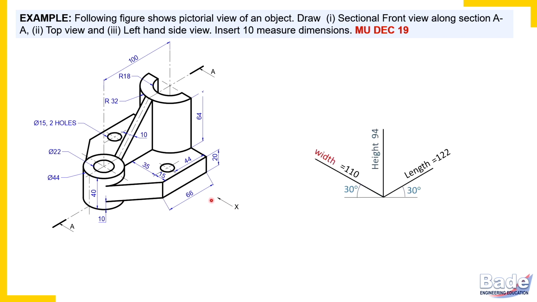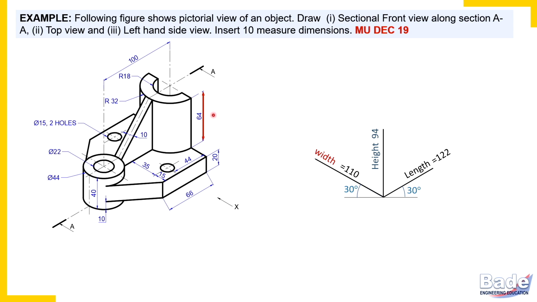Now as usual, first we'll have to check the overall dimensions. Length is 122. How come? Let's check. The extreme left end is a curved edge. What is the radius of the curved edge? The diameter of that circle is given as 44, so the radius is 22. So with 22, we are identifying the length of the object. So parallel to the length axis, check all dimensions. So it is 22 plus 100. So from the extreme left end to the extreme right end, the length is 122.